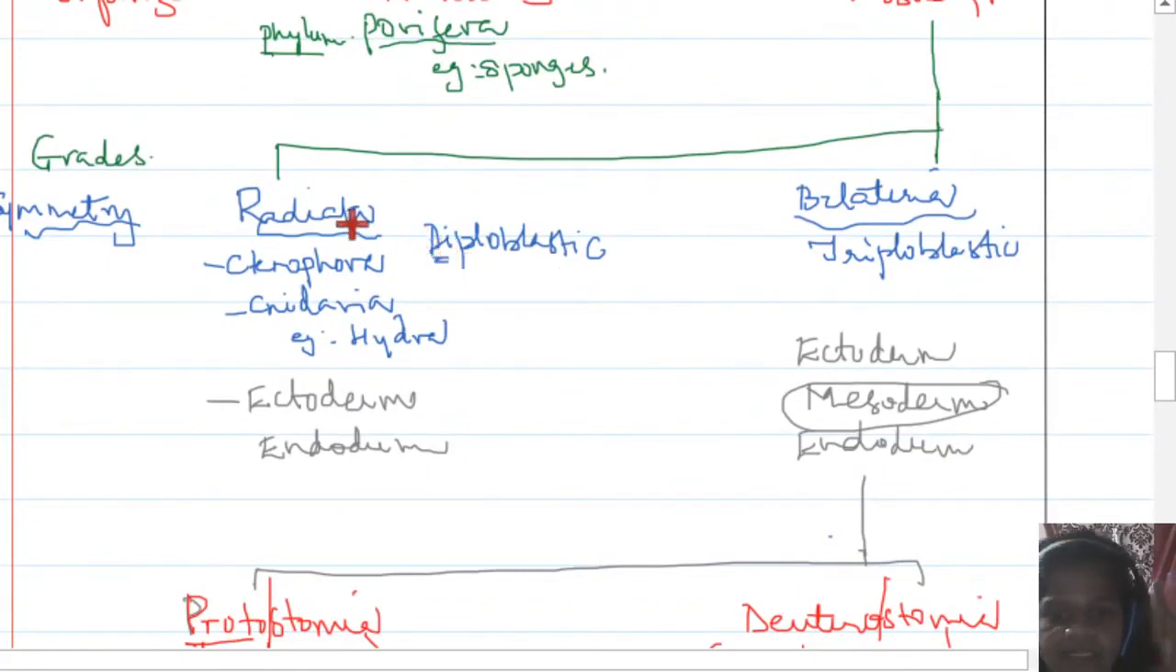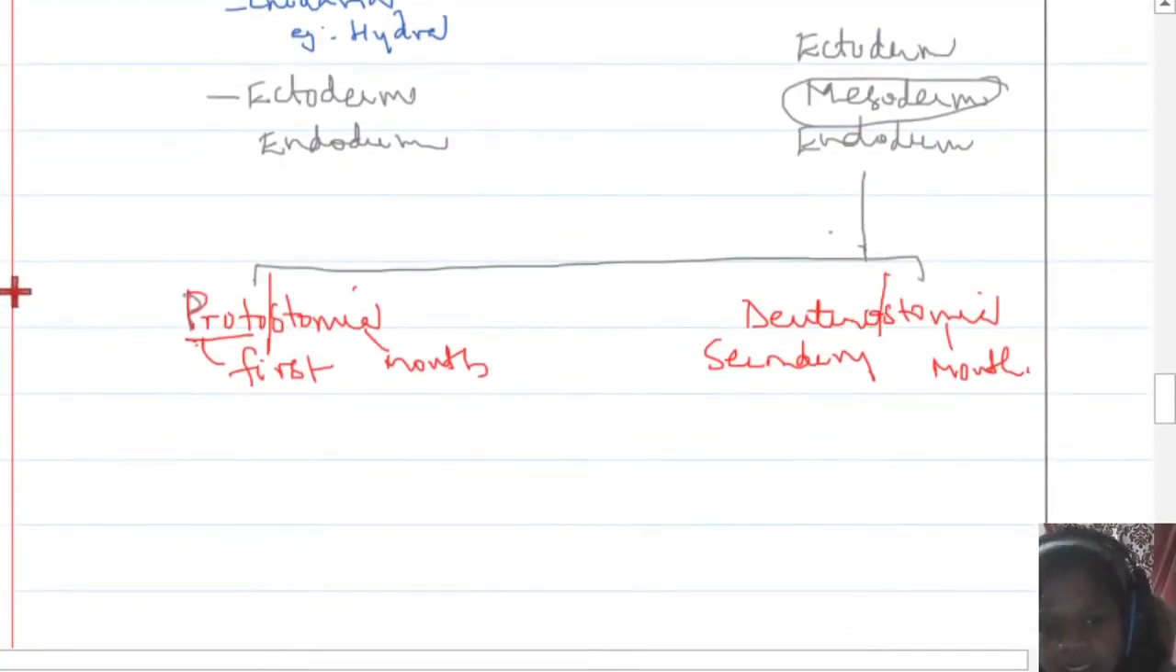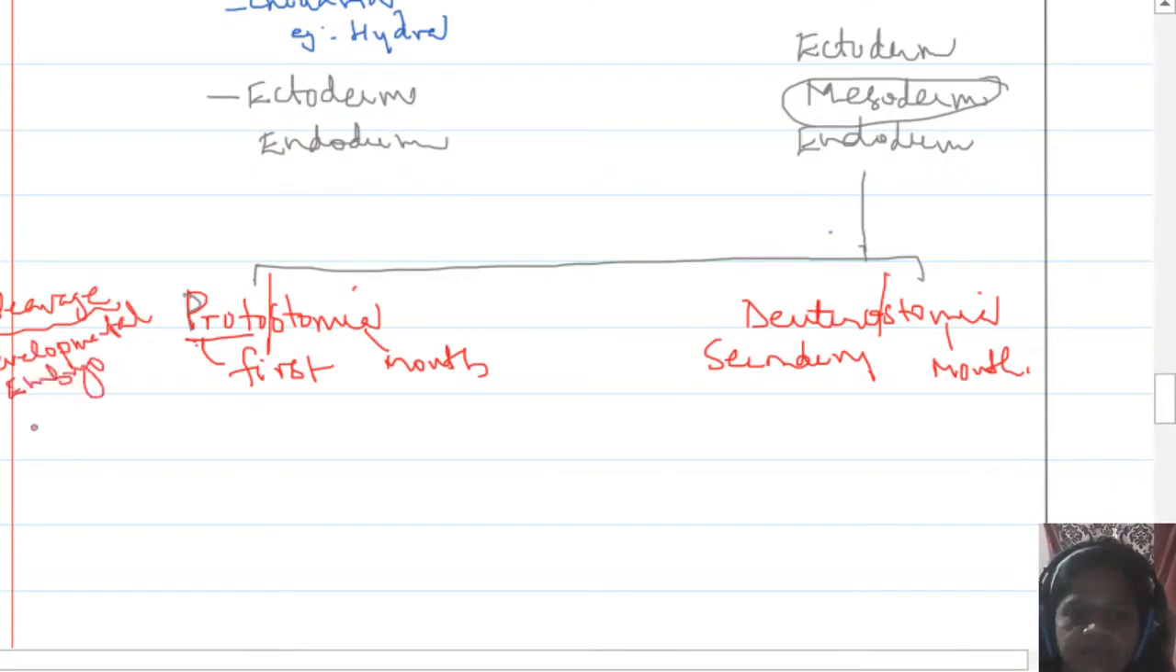Okay, so that is Radiata and Bilateria, and they have either 2 layers or 3 layers, diploblastica and triploblastica. Now, the third organization is based on cleavage, or you can also say developmental stage. Usually the embryo developmental stages. So what's the difference between these two? How did they differentiate between protostomia and deuterostomia?